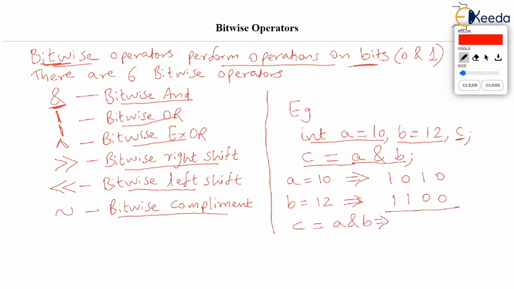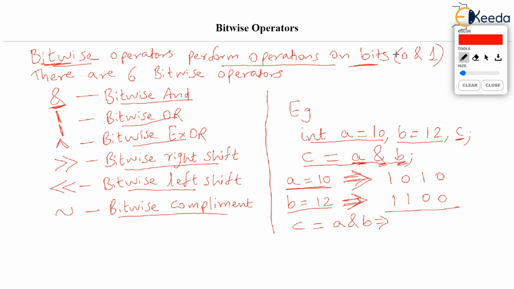Now the expression that we have written is c equal to a & b. How do you read it? The statement is c should become equal to a bitwise ANDed with b. So actually a is 10, isn't it? And b is 12. But the operation will be done on the bits of a and b. The binary equivalent of a is 1010, that is 10. And b is 12, whose binary equivalent is 1100.